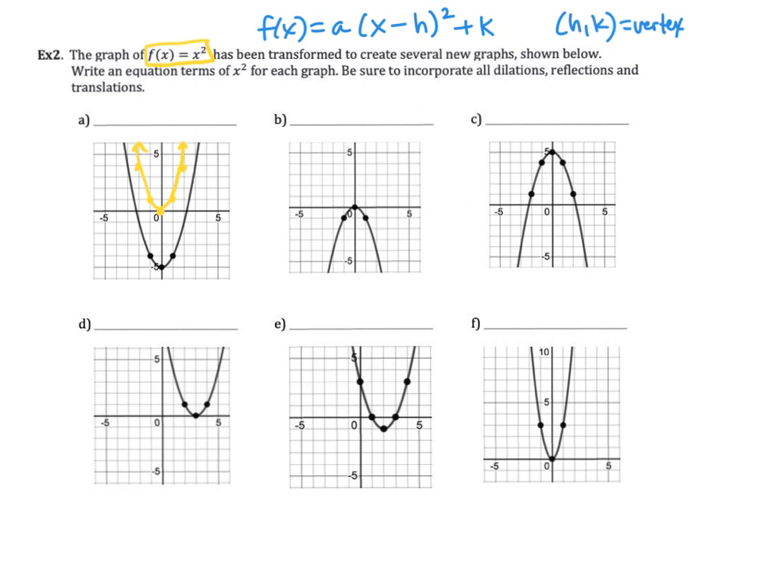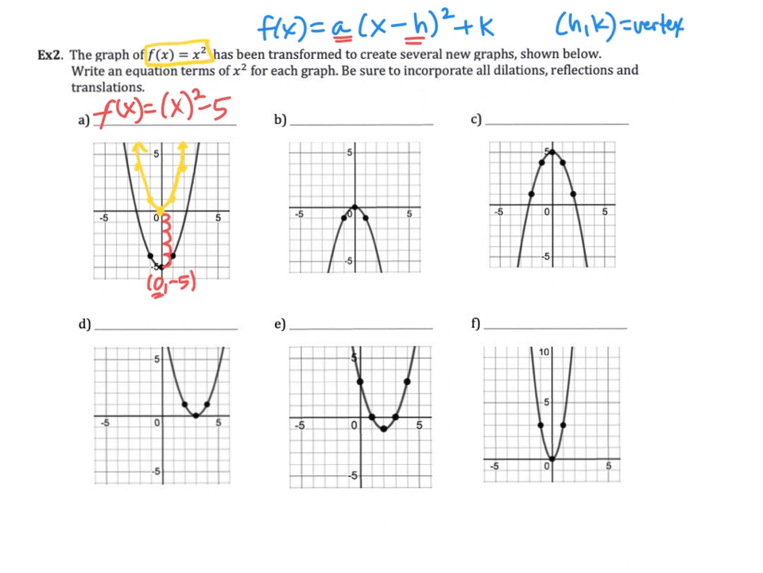So what happened to that original parent function? Well, the only thing that happened was our vertex went down 1, 2, 3, 4, 5. So our vertex is at 0, -5. There was no dilation, there was no reflection. So the only thing we have to do is write the h, which is 0, and then I write my k. Do I even need that x minus 0 squared? No, I don't. So all I'd have to do is go x squared minus 5. And that would be my answer.